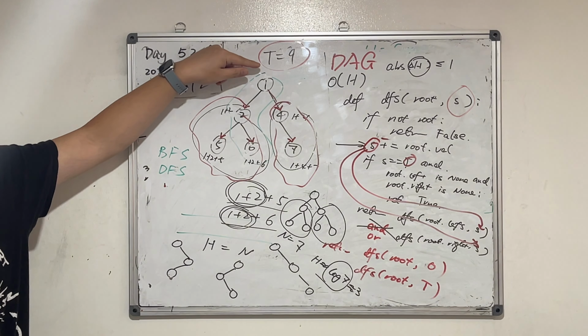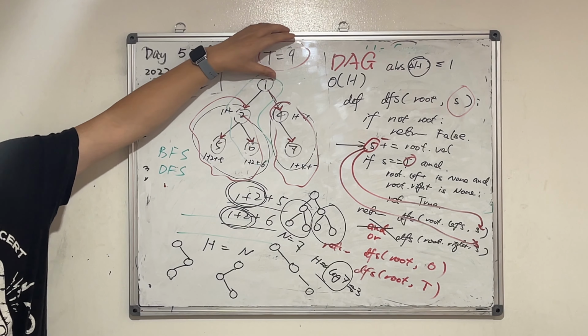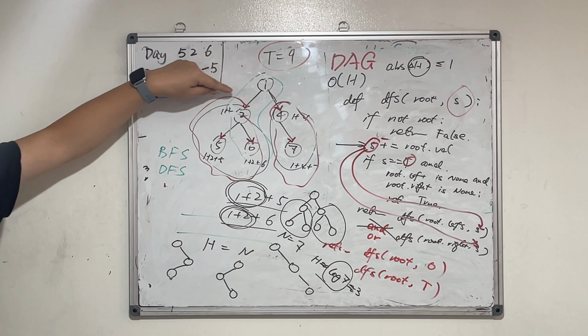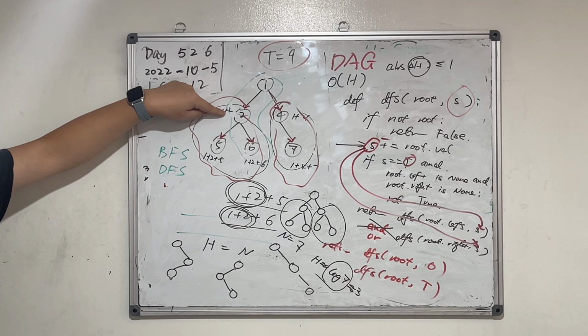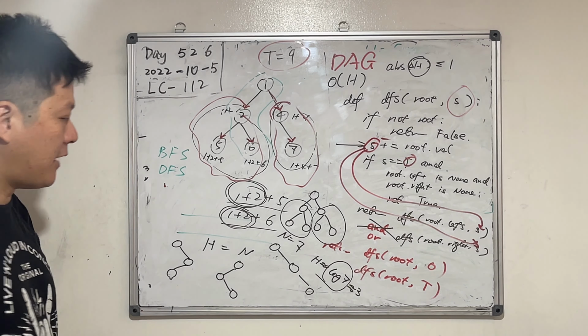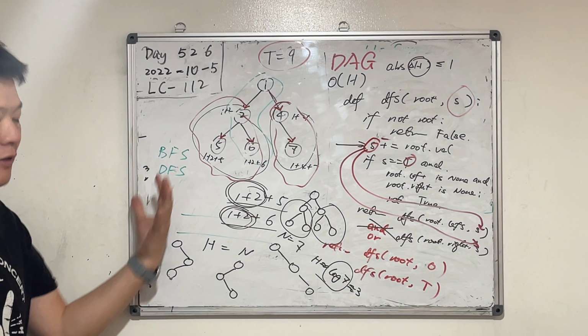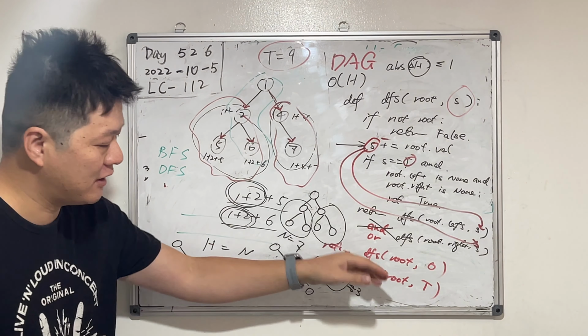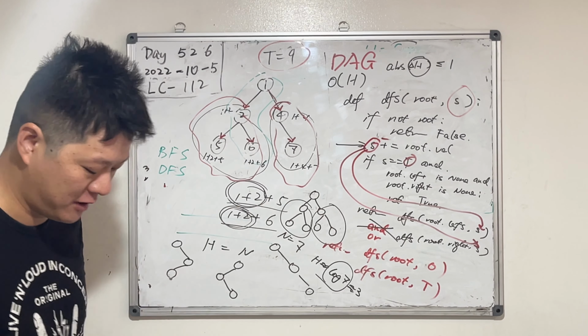Or we take out the value from the remaining sum. So we have 9, we take 1 out, which is 8 left. We take 2 out, 6 left. We take 6 out, 0 left. Okay? So for depth search, we're using recursion. Either we find the path in the left tree or we find the path in the right tree. So recursively calling the left and right.